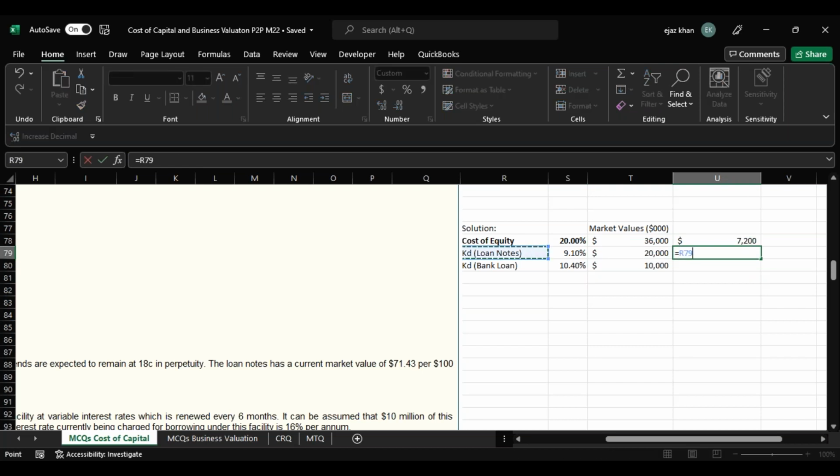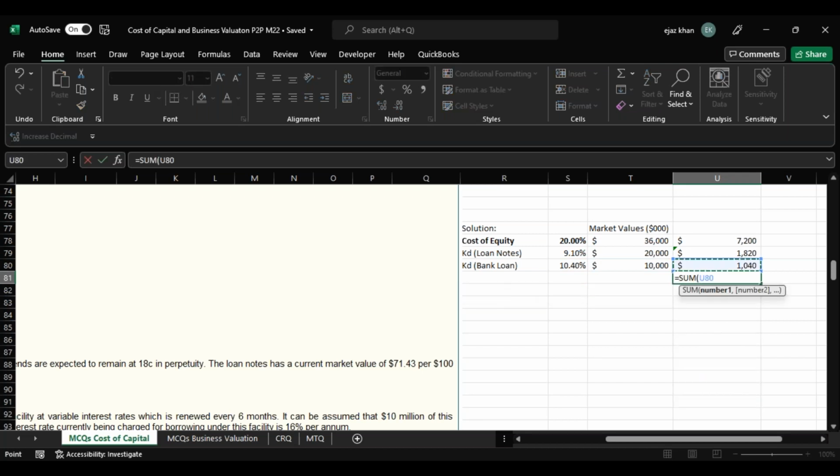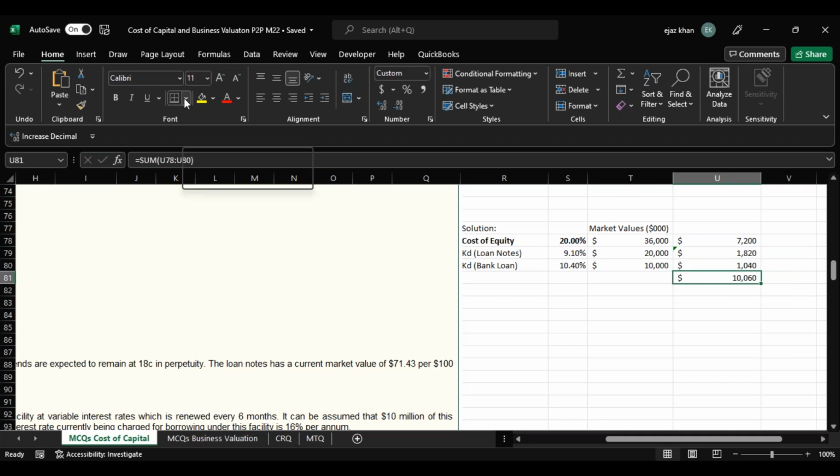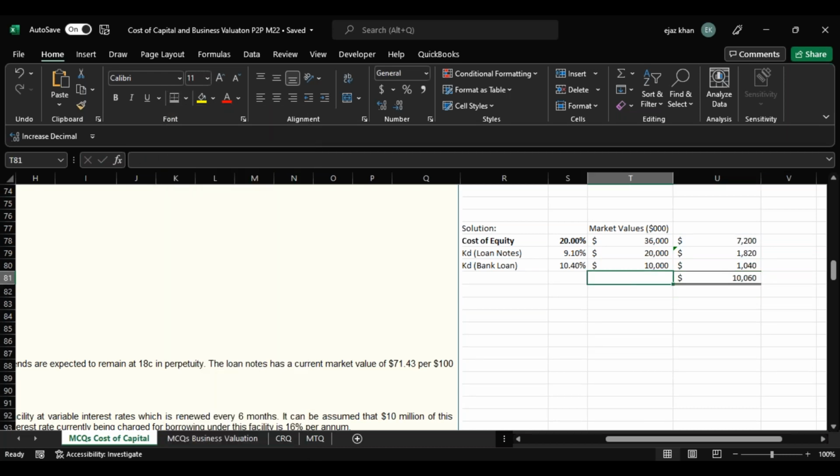Then 9.1% into 20,000 is 1,820. 10,000 into 10.4% is 1,040. So the total that we will be paying our investors in dollar terms will be 10,060. That's what we would be paying to our investors against their total investment of 36,000 plus 20,000 plus 10,000.